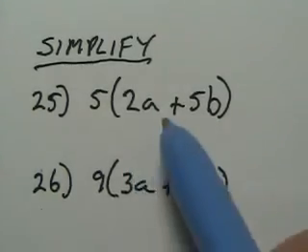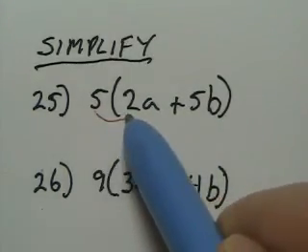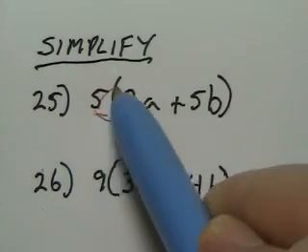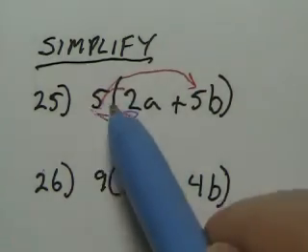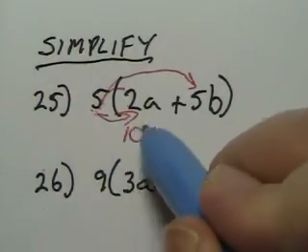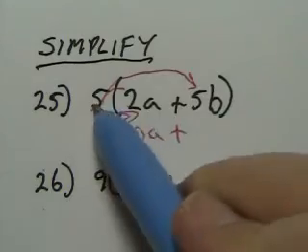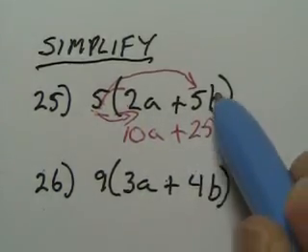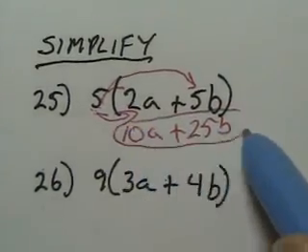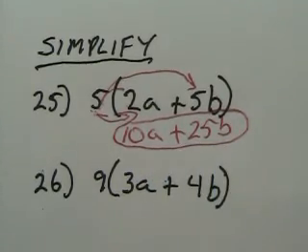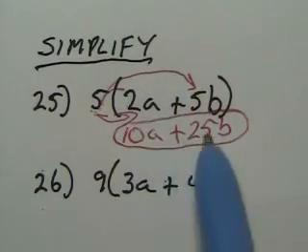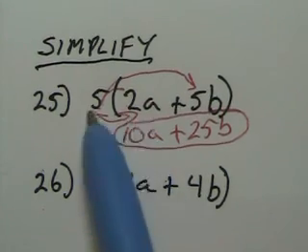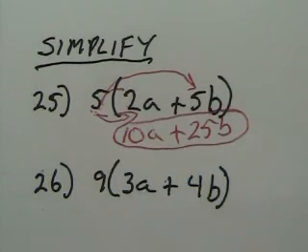Number 25, what property is it when you take the outside and multiply it by everything inside? That's the distributive property. 5 times 2 is 10, so it's 10a, plus 5 times 5 is 25b. And that is it. 10a plus 25b. So take the outside times each one inside. And that's the answer. You cannot combine those together because they're not like terms. You can multiply unlike terms, but you cannot add or subtract them.